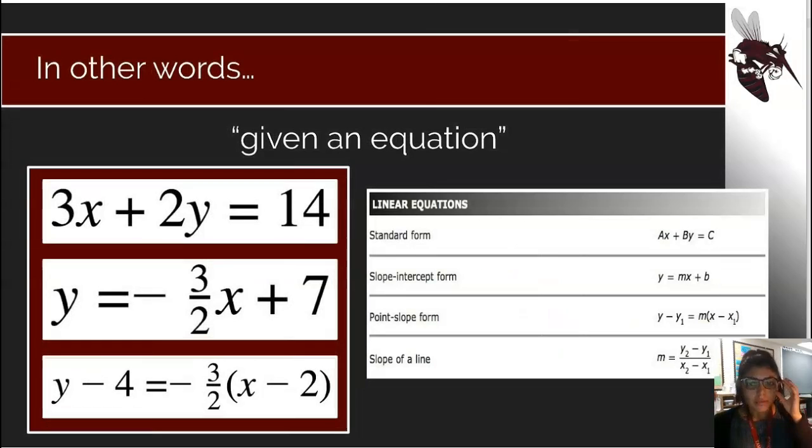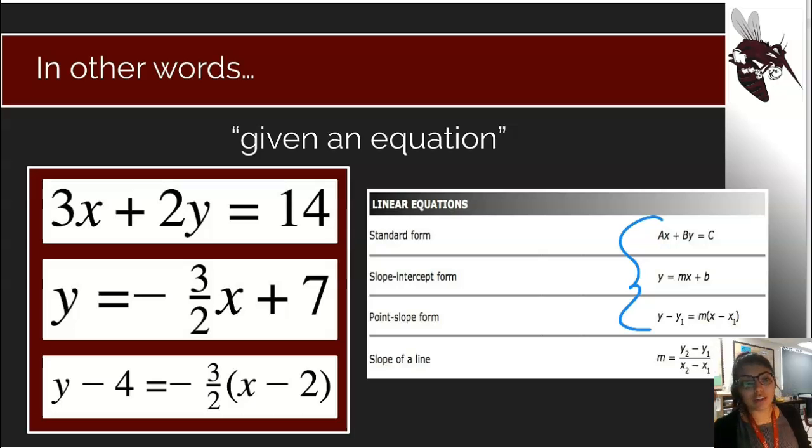And then we could give you an equation. Now there are plenty of equations we use in this class. When we're dealing with linear equations, we have 3 main ones. You have standard form, which is alphabetical order. You have slope-intercept form, mx plus b. And you have point-slope form, which uses a point and a slope.